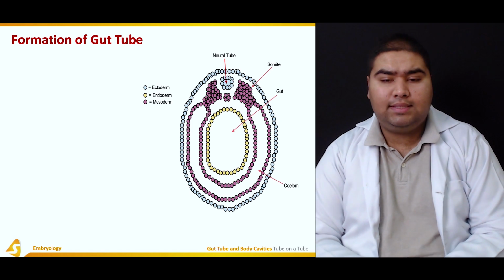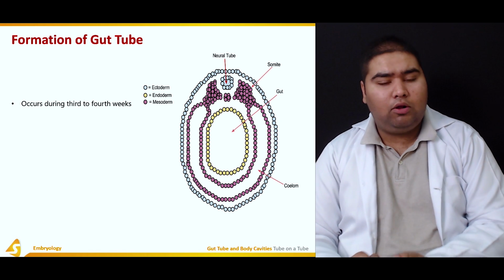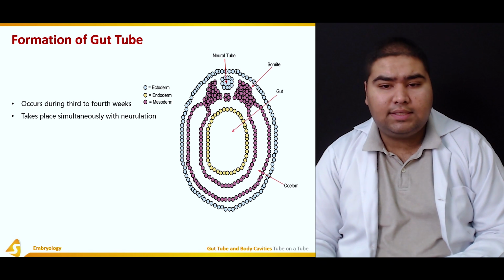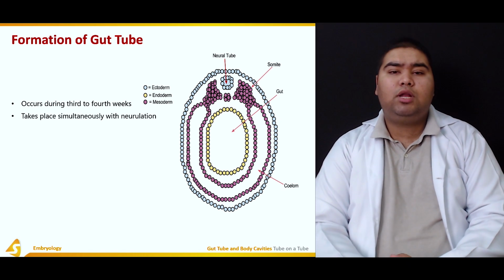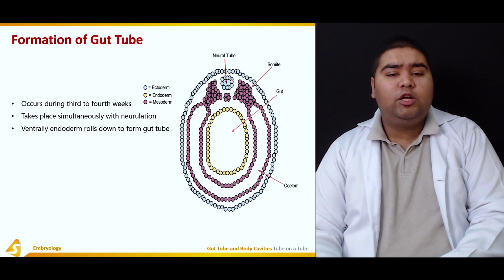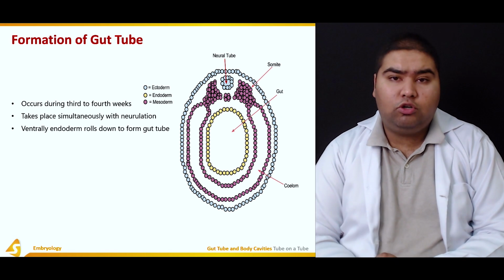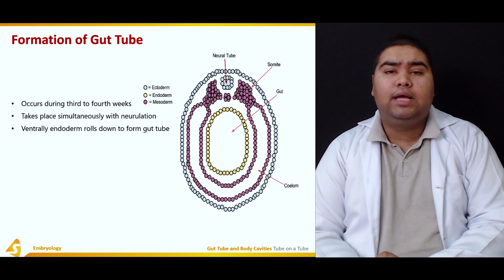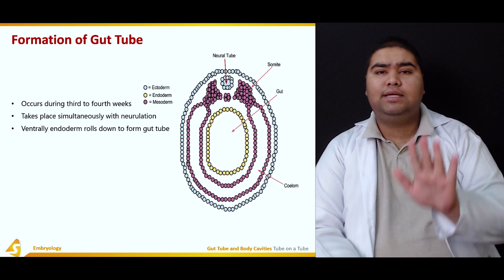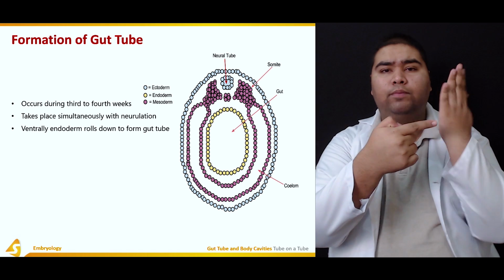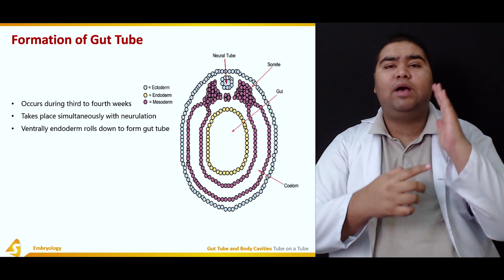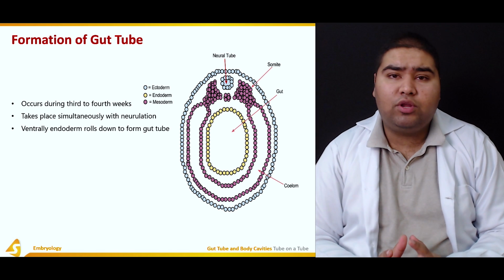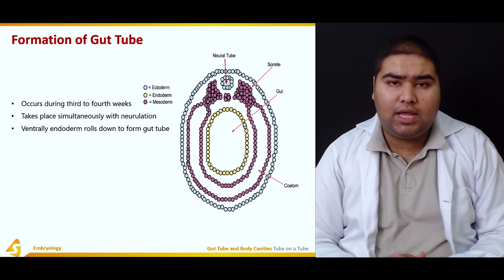Now, how does the gut tube form? It also occurs at the same time, that is during 3rd to 4th weeks. It takes place simultaneously with neurulation, as I've told you before. Now the dorsal and ventral orientation of embryo is very important. I'll try to explain that on my hand. This is the ventral portion. This is the dorsal portion. You have to keep that in mind while studying embryology. The orientation of embryo is very important.